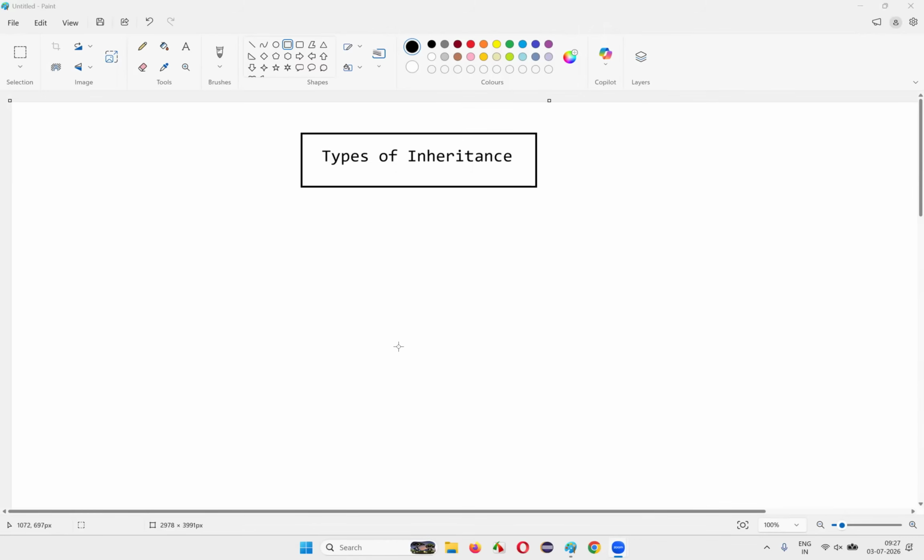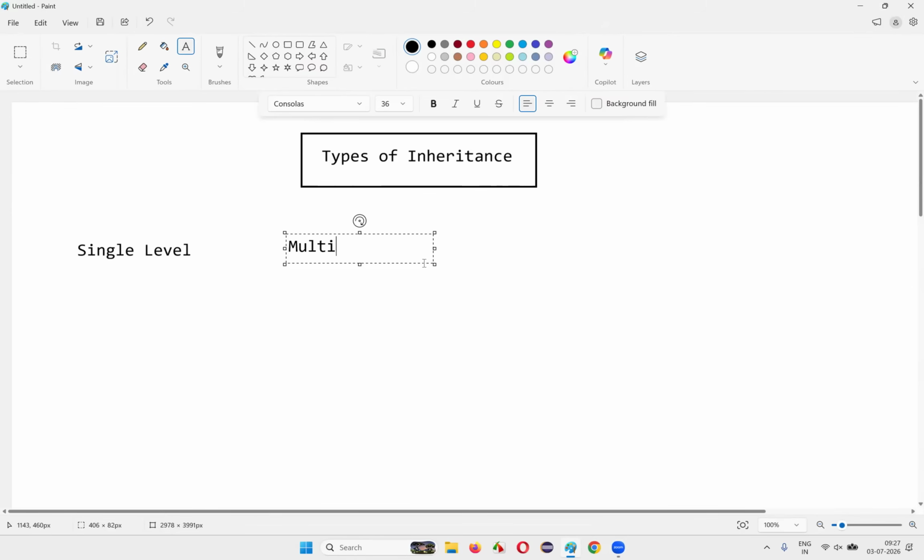In this session, I am going to explain and practically demonstrate the different types of inheritance we have in Java. So let's get started. What are the different types of inheritance we have in Java? Let me write them down. First one is single level inheritance. Then we have multi-level inheritance. Third one, hierarchical inheritance.